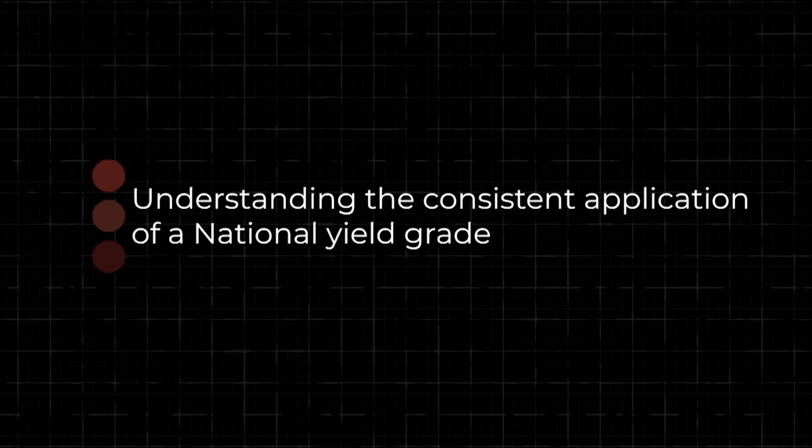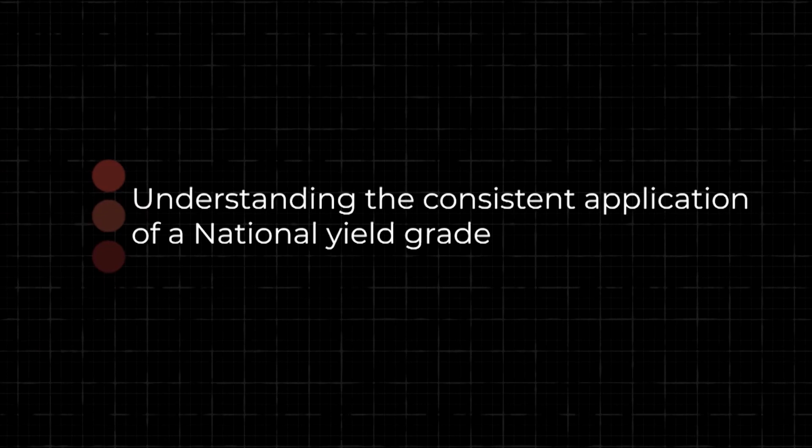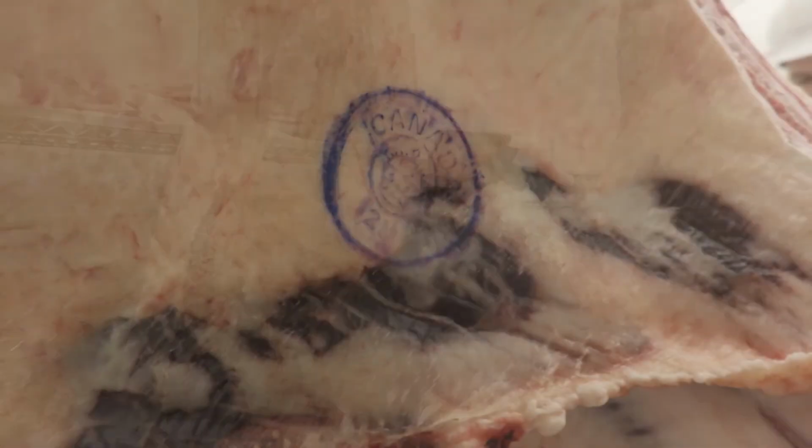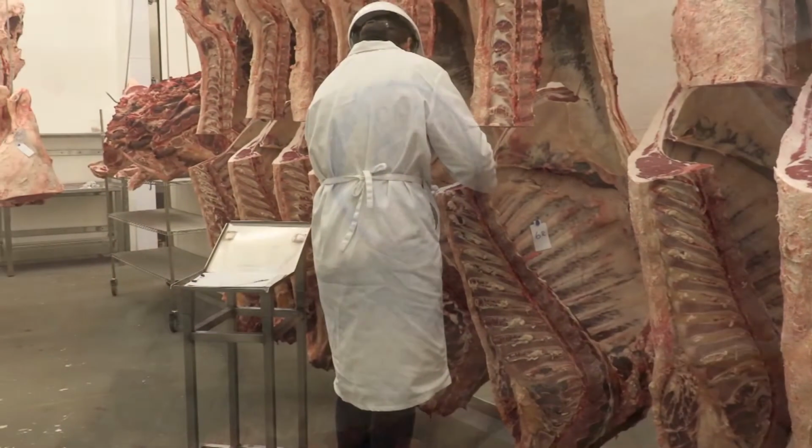Understanding the consistent application of a national yield grade is critical for the industry. Accurate yield grading is a component that determines payment between the packer and the producer.